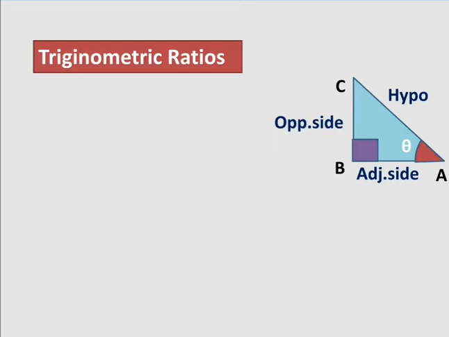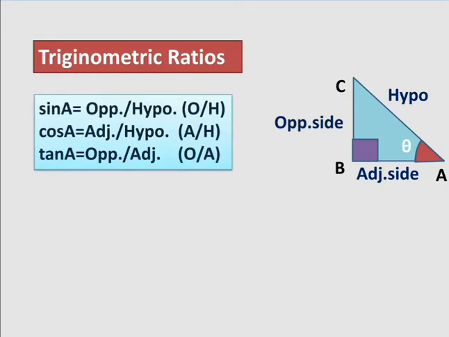To solve the problems in applications of trigonometry, we need three important trigonometric ratio formulas. First one is sine A. Sine A is nothing but opposite by hypotenuse. Cos A is nothing but adjacent by hypotenuse. Tan A is nothing but opposite by adjacent. You just have to remember these three trigonometric ratios. And after that, you have to remember the values of the trigonometric ratios for particular angles.